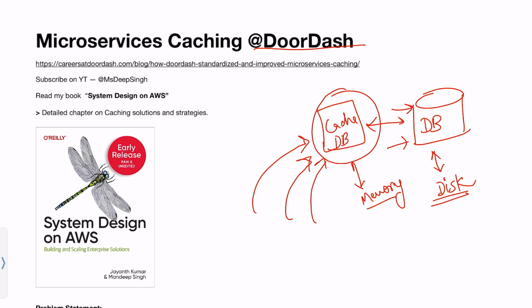So this is the general idea of caching, and today we will talk about the caching architecture which is being used by the different services at DoorDash. What is the current solution implemented, what were some problems with it, and how it was made more generic for the teams to use.